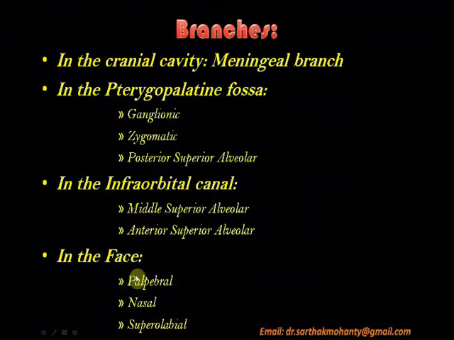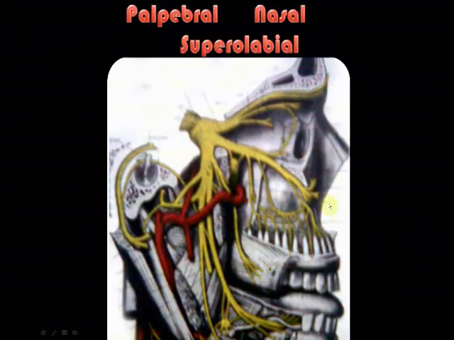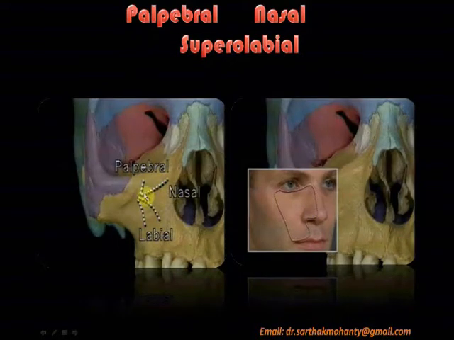And in the face, it arises as the infraorbital nerve and divides into a palpebral branch, a nasal branch, and a superior labial branch. Here we see palpebral, nasal, and superior labial. So these three branches supply this part of the face. Sensory supply to this part of the face.